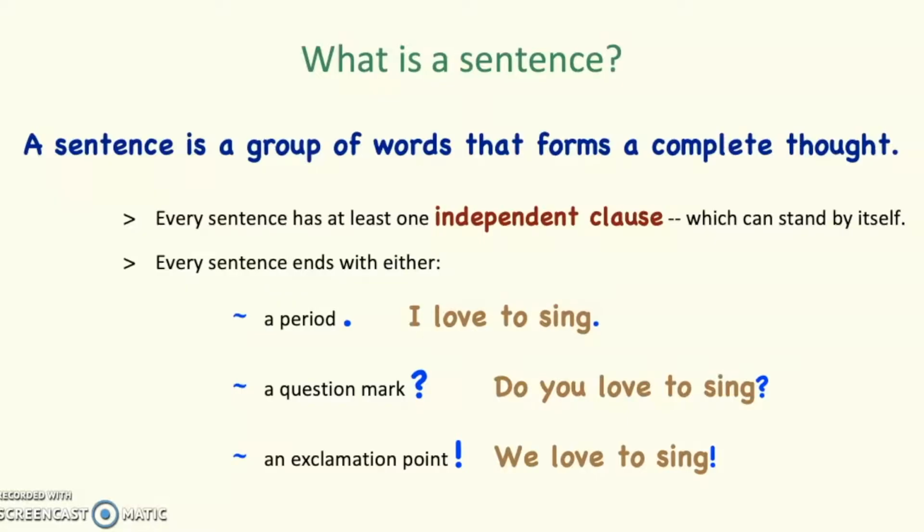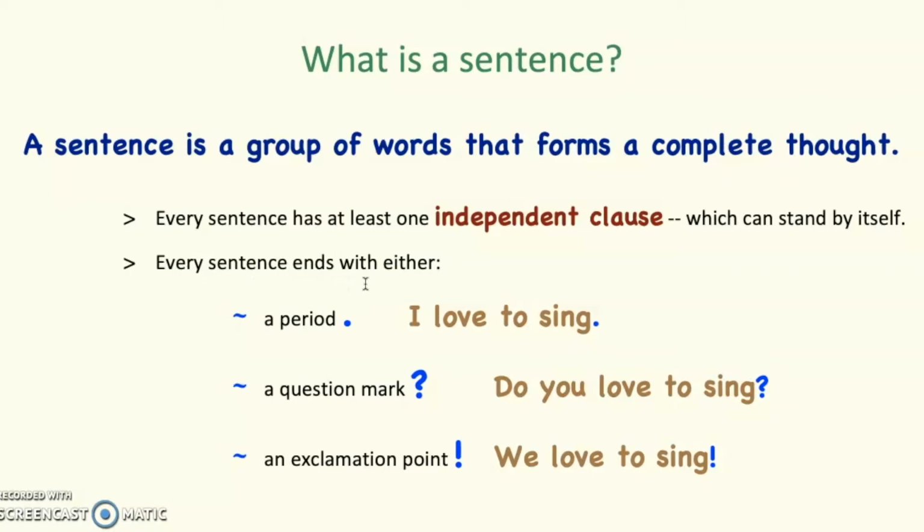To start with, what is a sentence? A sentence is a group of words that forms a complete thought. Every sentence has at least one independent clause, which can stand by itself. That means that it can be its own sentence. It will be a complete sentence by itself.